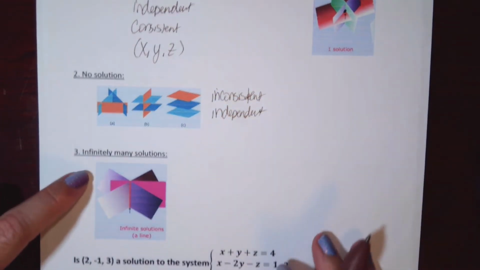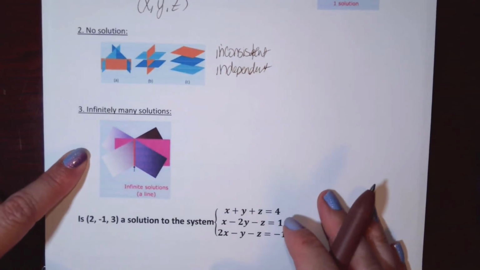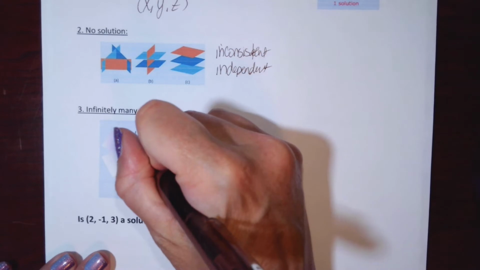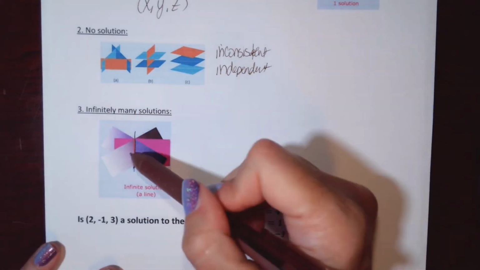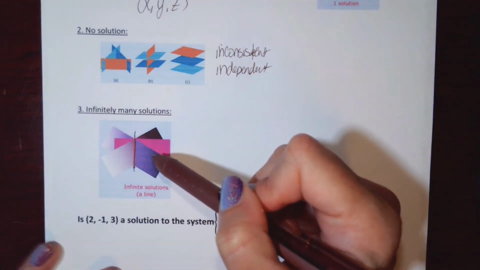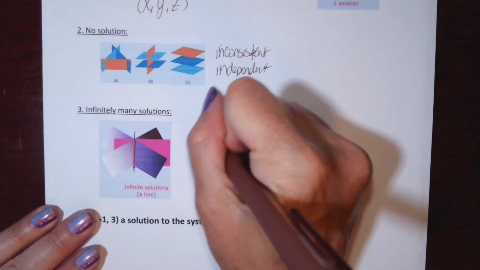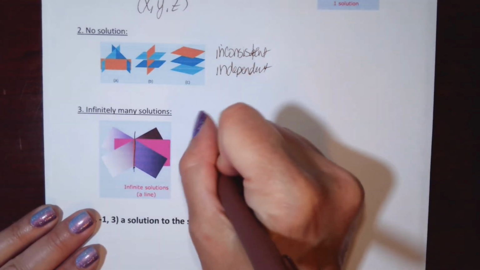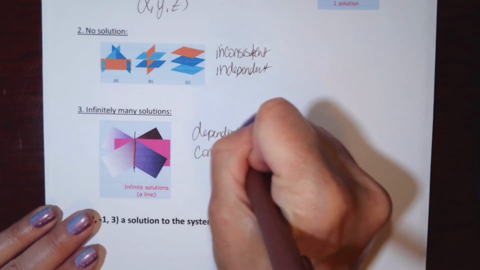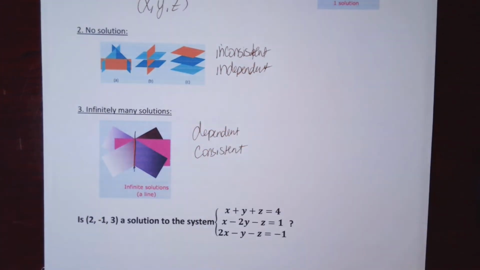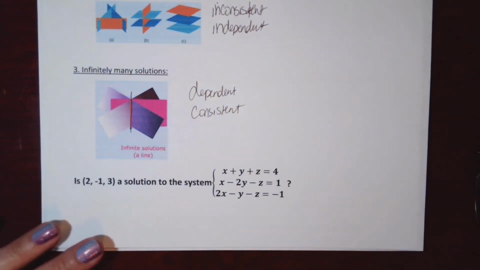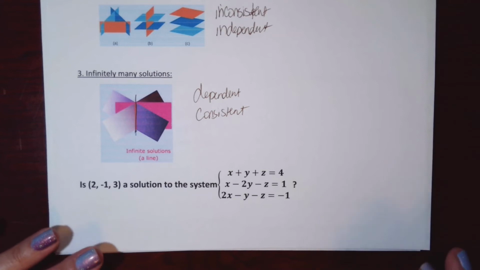All right? And then our third possibility is that we have an infinite number of solutions. This time our solution set is a line that all three planes pass through. This is a dependent system because it's an infinite number of ordered triple solutions, consistent because it does have solutions. Okay, when we are checking to see if our ordered triple is a solution or not, remember your answer is going to be yes or no.